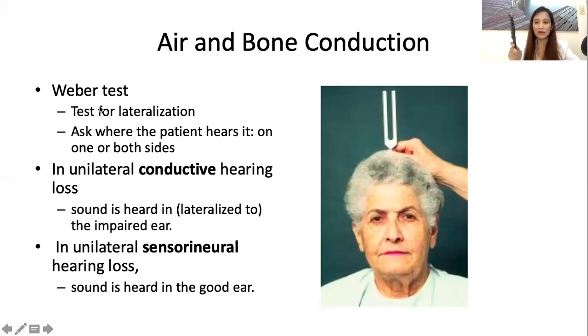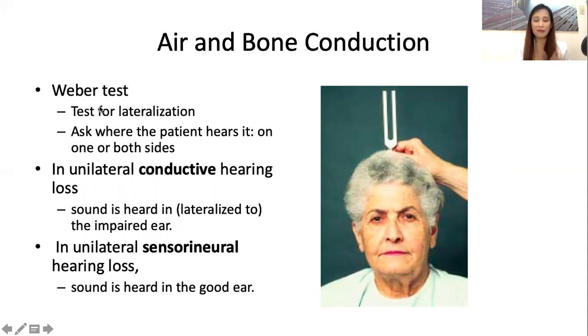So let's say this is your tuning fork. I don't have a tuning fork at home. So you tap it lightly on your hand, and then the tuning fork will start to vibrate. And then you put it here in the center of your head, in your vertex. And then you ask the patient where the patient hears it, and only on one side or on both sides. In unilateral conductive hearing loss, the sound is heard or lateralized to the impaired ear. In unilateral sensorineural hearing loss, the sound is heard in the good ear.